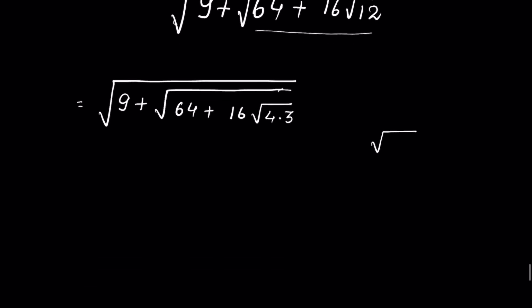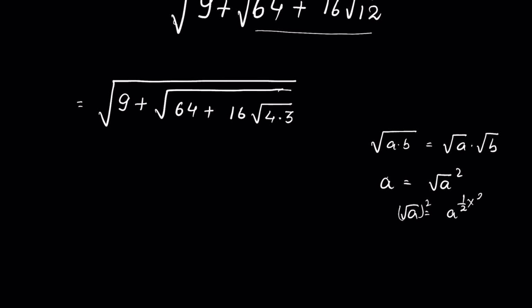Now when a times b is under square root, we can write it as square root of a times square root of b. Also, a number such as a can be written as square root of a square, because square root means it is raised to the power of 1 upon 2. So when we square it, the exponent is also raised to the power of 2, and these cancel. Therefore, a number can be written as the square of its square root.